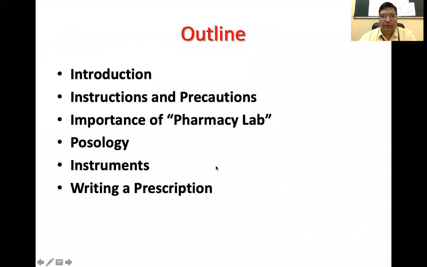Briefly, what I am going to cover are the outlines: the introduction about this lab, then the instructions which you have to follow in this lab, the precautions you have to keep when you are coming to this lab, what are the important preparations which you are going to prepare in this lab, what is posology, different instruments you are going to use, and how to write a prescription, or what are the different parts of a prescription. All this I am going to take today.